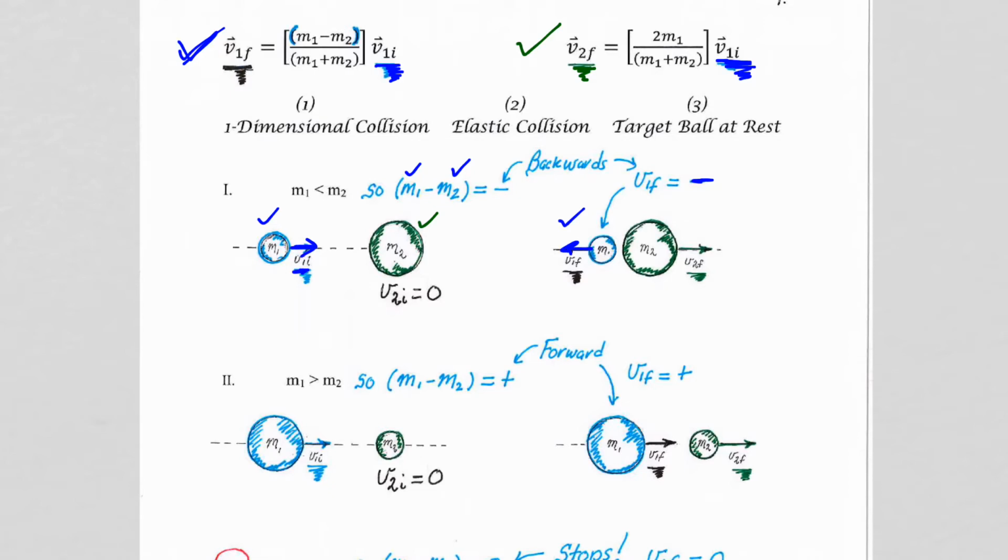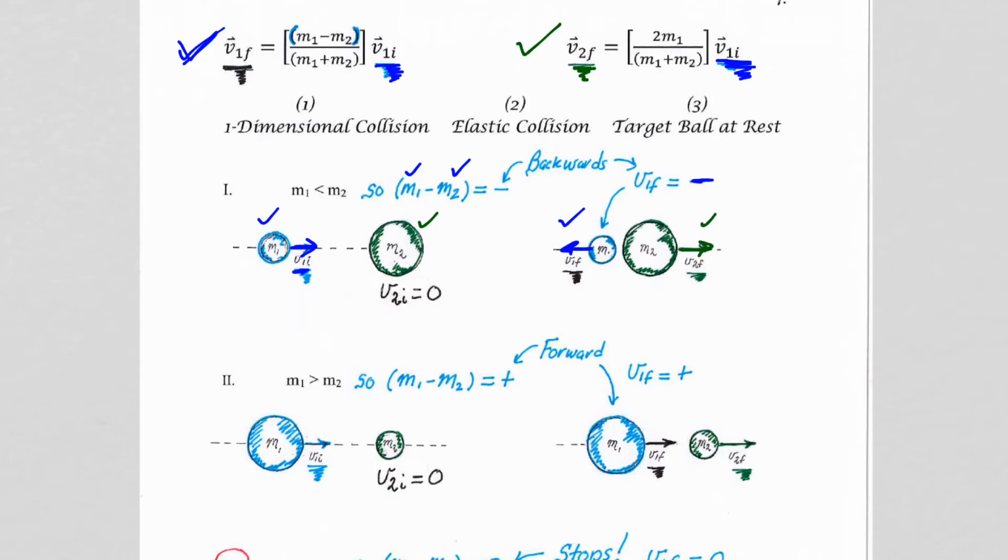Notice the green M2 mass has no choice but to go forward, even if that ping pong ball barely put a speck of a force on it during the collision to the right. Doesn't matter, F equals ma, that force to the right means that the target ball, that bowling ball, has to go to the right.